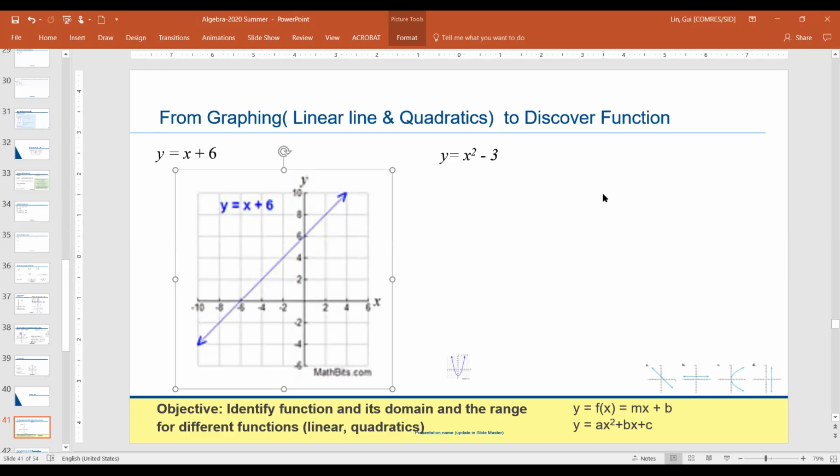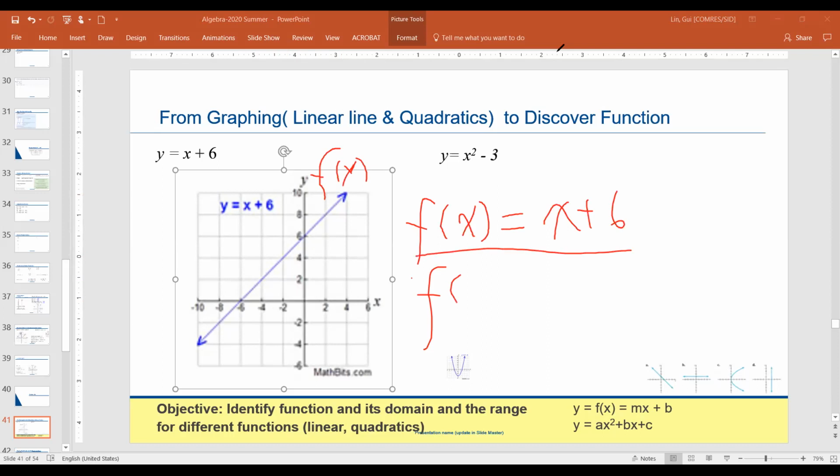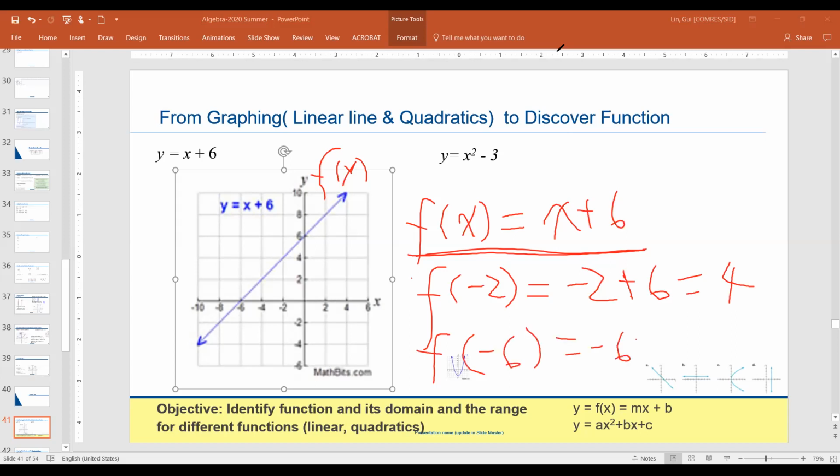You can just replace that y with f(x). So anytime you input x, the output is x plus 6. Someone gives you this formula, and you want to input x equals -2. You just replace x with -2, so you get 4. If your input is -6, it's -6 plus 6, so your output is 0. You input one value, you generate one value.